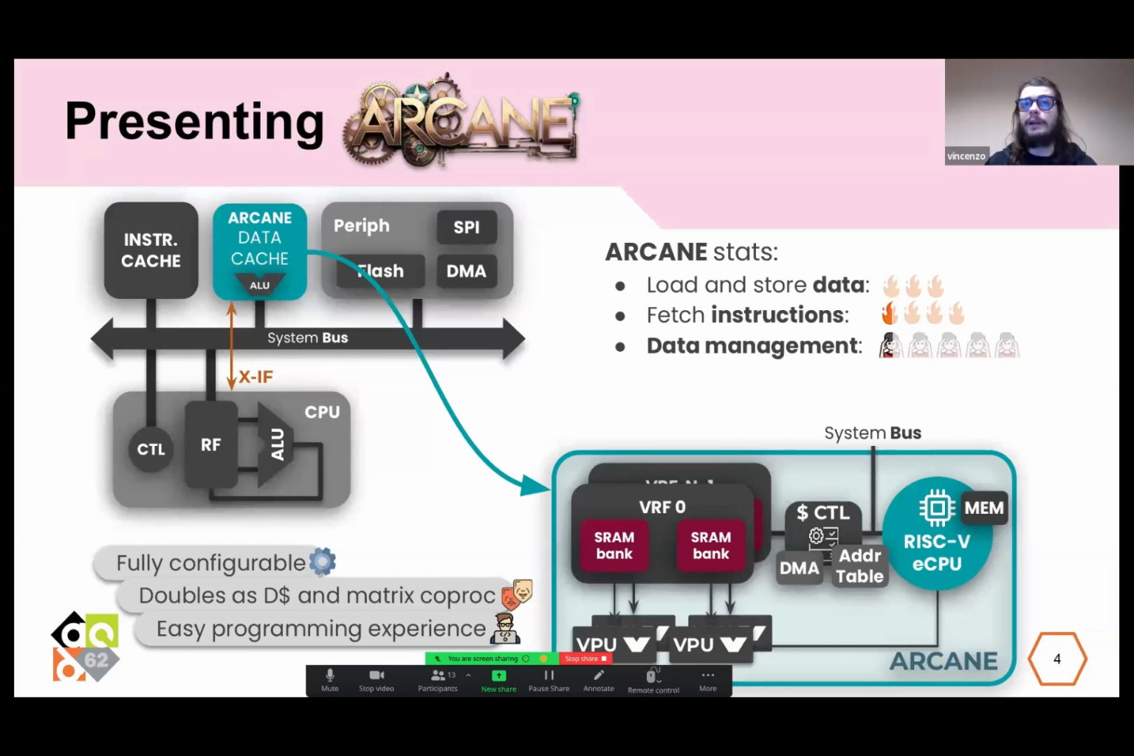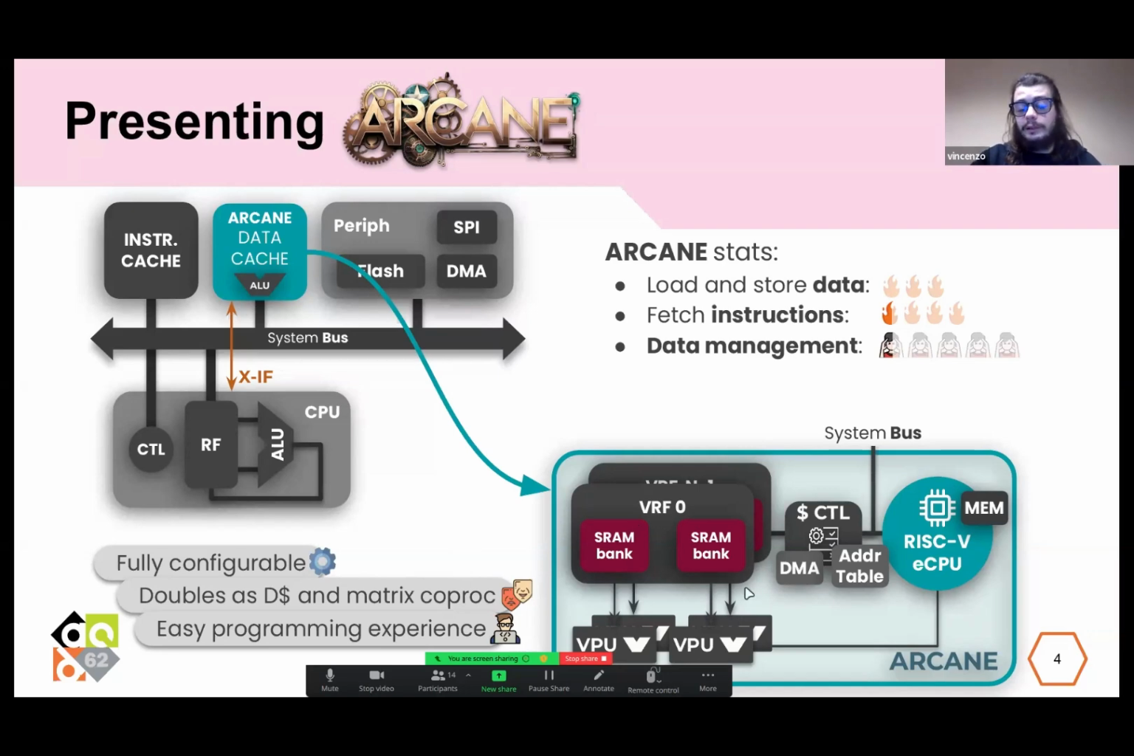And while executing, it doubles both as a data cache and as a matrix coprocessor. So from the host CPU, you can offload instructions to Arcane that will be doing matrix multiplication or whatever you like. And at the same time, you will still be capable of accessing data while you are doing computation. So the host CPU is not blocked while you're doing computation. It's not stalling, waiting for the end of the computation, but it is capable of running other stuff in the background. And also, one key aspect of Arcane is that it provides you with an easy programming experience, and soon we will see how we can achieve this.